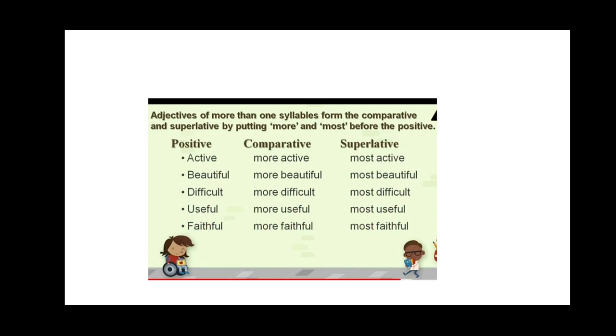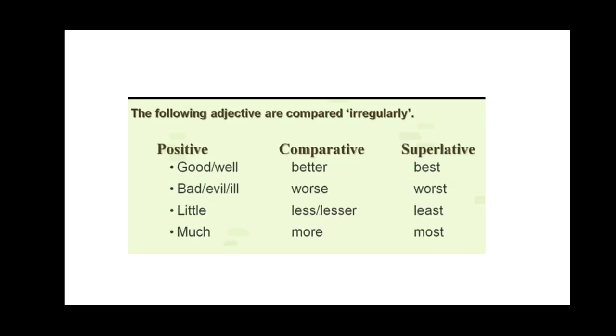See the next one. Adjectives of more than one syllable form the comparative and superlative by putting more and most before the positive. See active: here we are not able to add ER. So active, more active, most active. Beautiful, more beautiful, most beautiful. Difficult, more difficult, most difficult. Useful, more useful, most useful. Faithful, more faithful, most faithful.